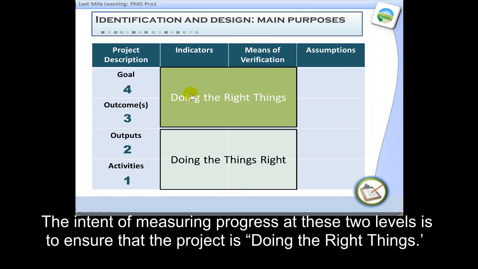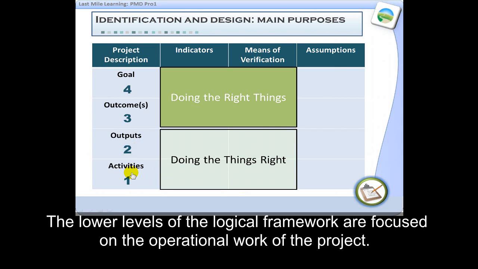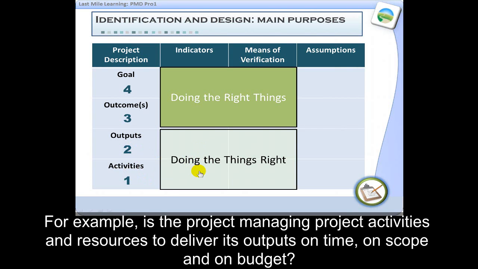The intent of measuring at these two levels is to ensure that the project is doing the right things. For example, is the construction of latrines actually resulting in health improvements? The lower two levels of the logical framework are focused on the operational work of the project. The intent of measuring progress at these two levels is to ensure that the project is doing the things right. For example, is the project managing project activities and resources to deliver its outputs on time, on scope, and on budget?